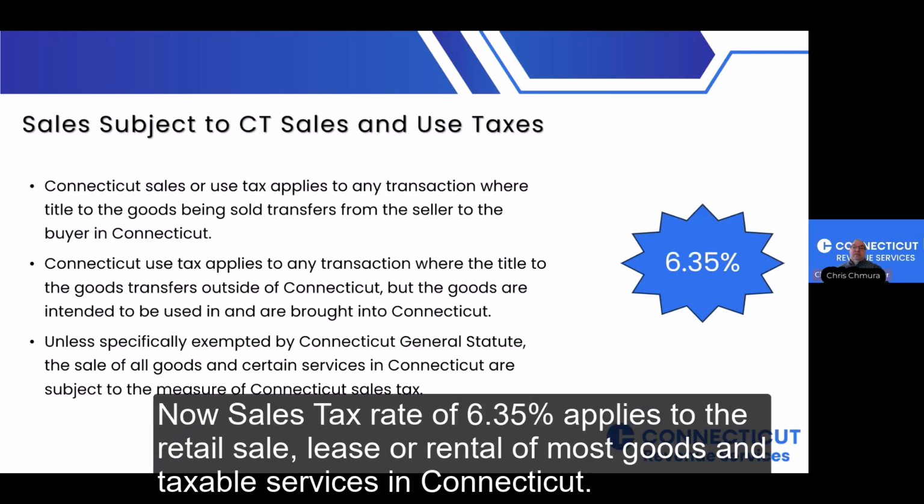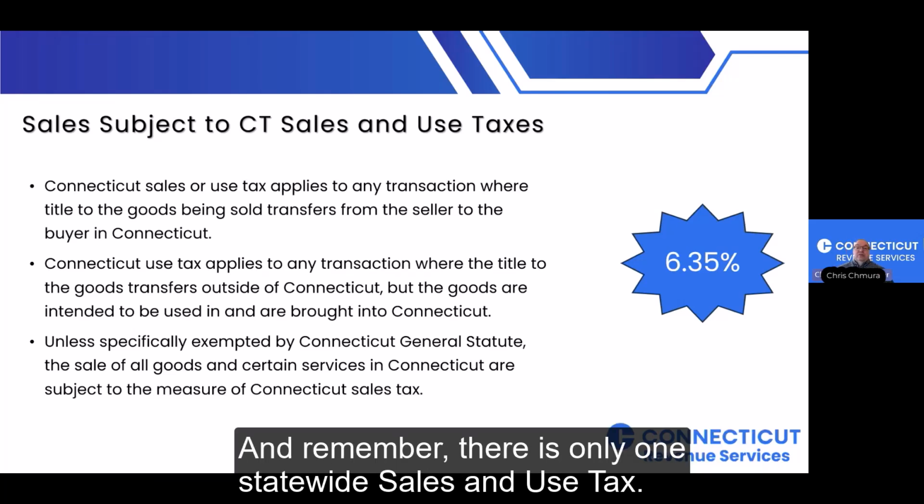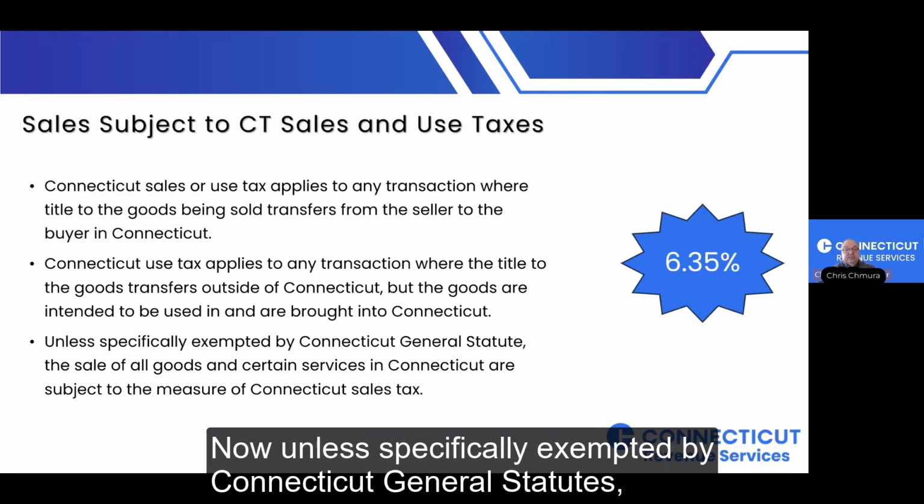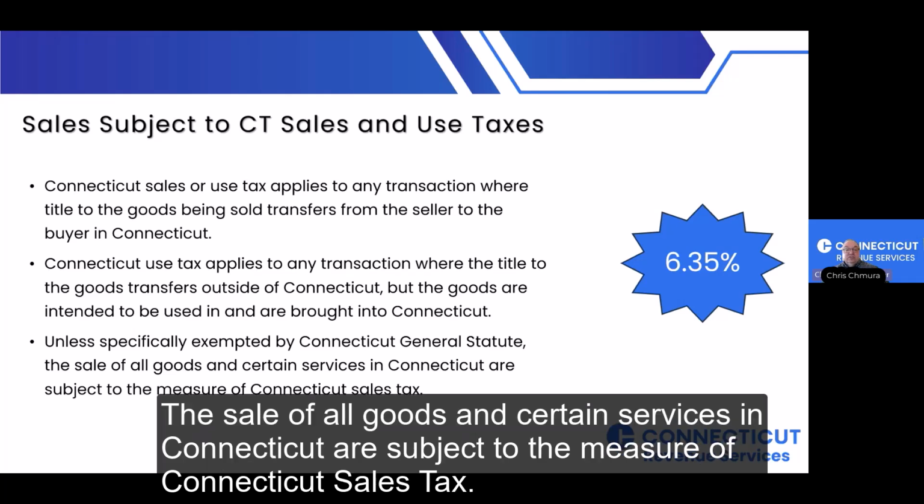Now, the sales tax rate of 6.35% applies to the retail, sale, lease, or rental of most goods and taxable services in Connecticut. And remember, there is only one statewide sales and use tax. There are no additional sales taxes imposed by local jurisdictions in Connecticut. Now, unless specifically exempted by Connecticut general statutes, the sale of all goods and certain services in Connecticut are subject to the measure of Connecticut sales tax.